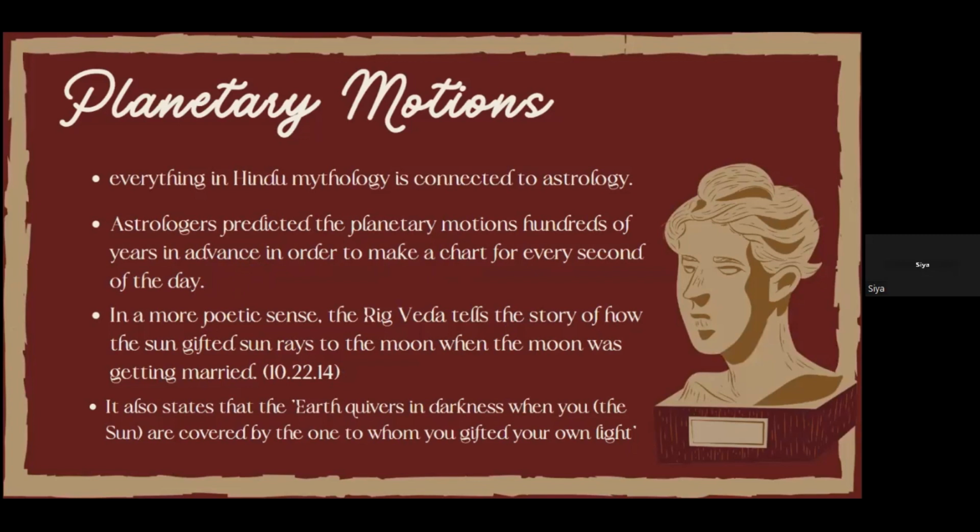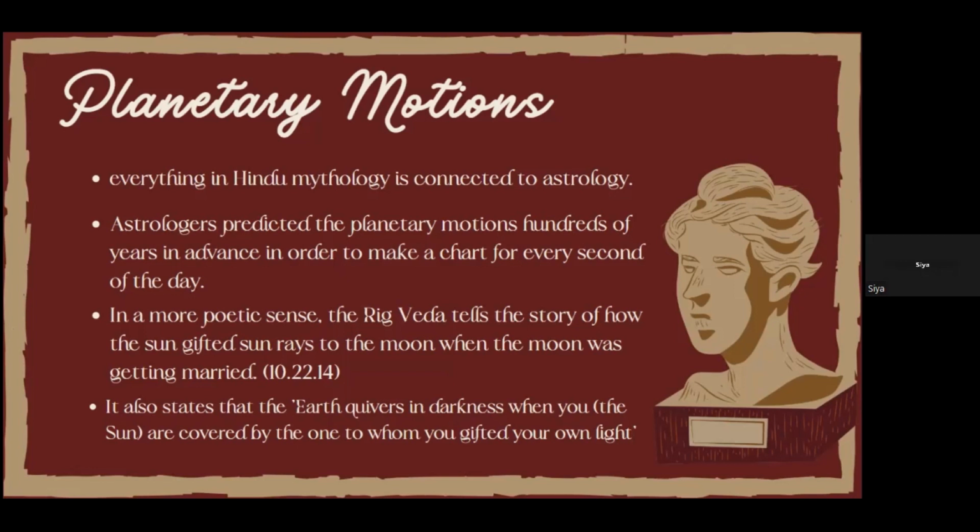And we know that the moon doesn't have its own light, and it's actually the sun's light which is getting reflected. And that was also mentioned in the Rig Veda 15,000 years ago. Not only that, even the eclipses were mentioned.